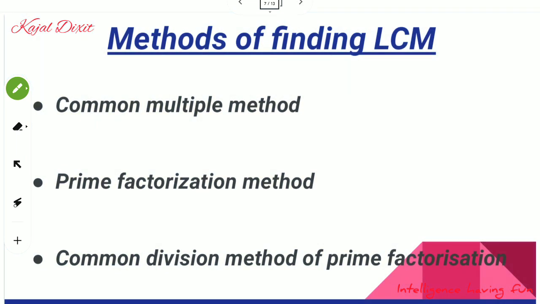Now let us see the various methods of finding the LCM. The first method is the common multiple method that we discussed just now. The second method is the prime factorization method. And the third method is the common division method of prime factorization, which is most commonly used to find the LCM.